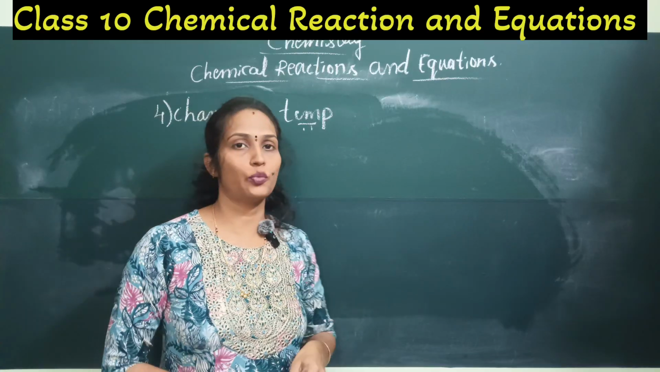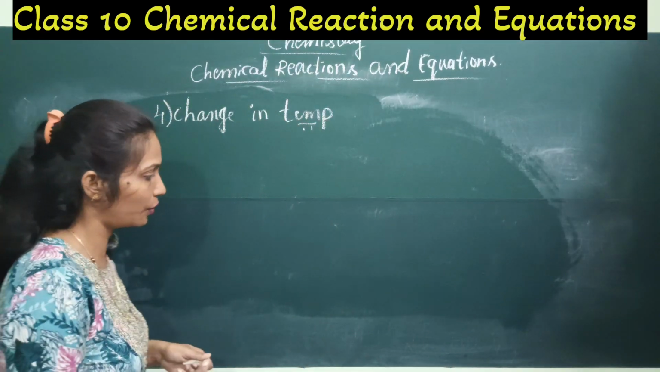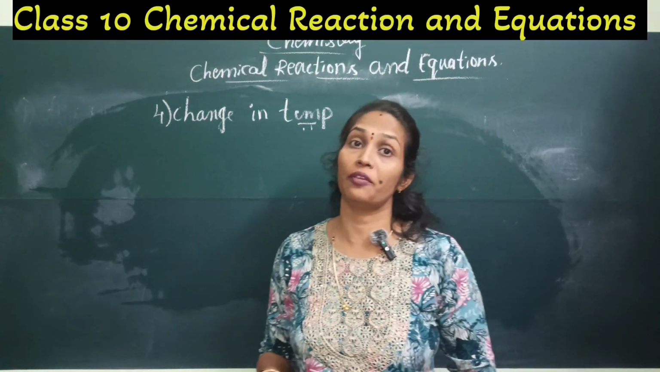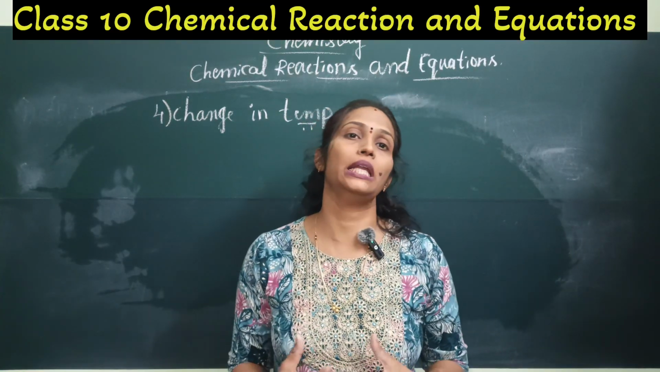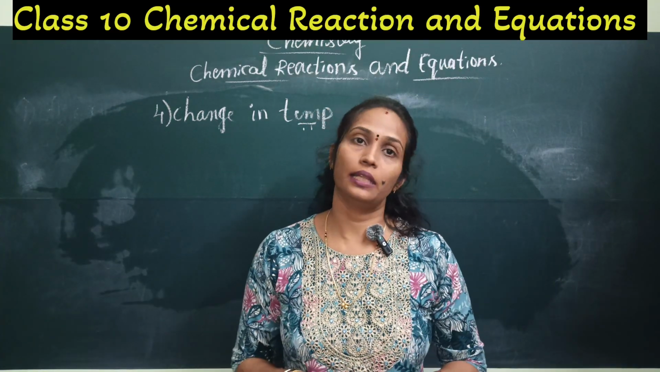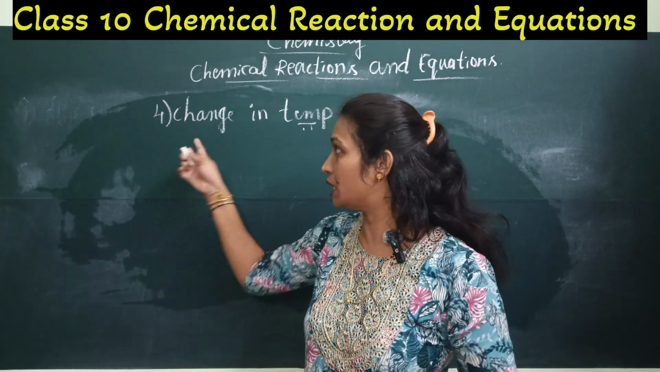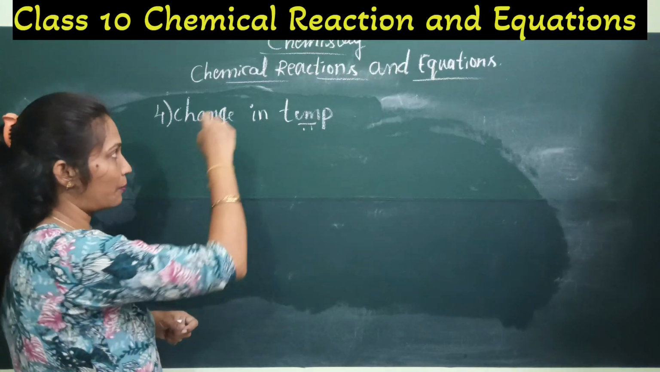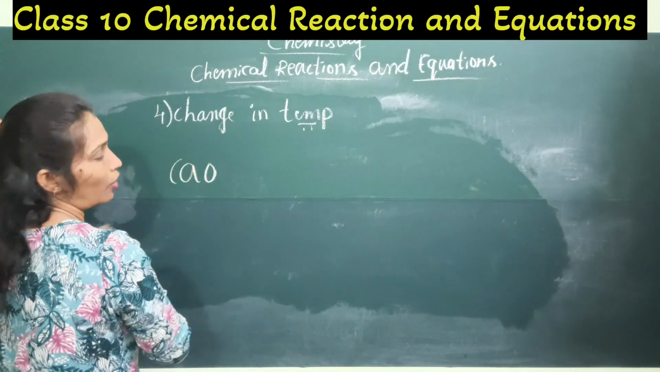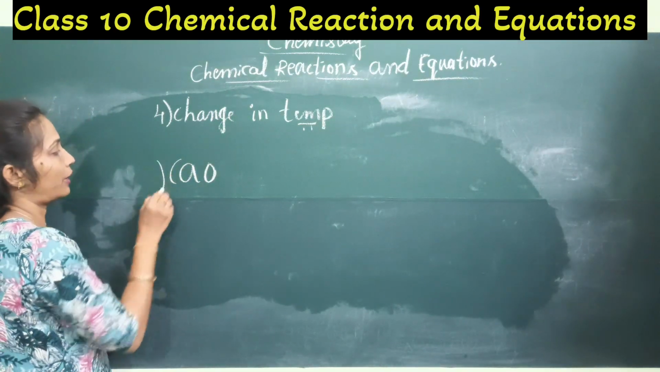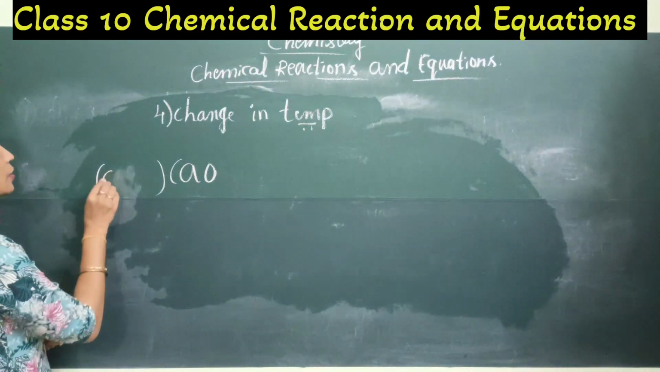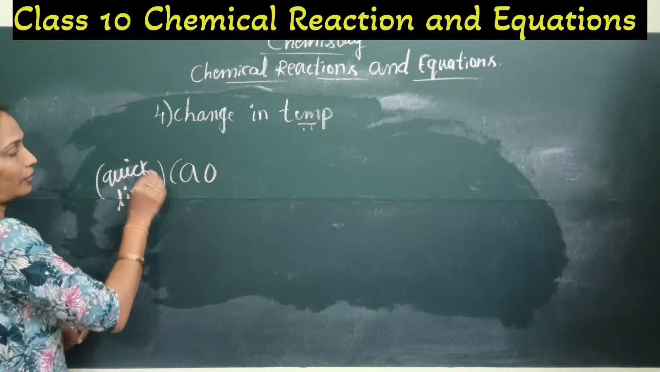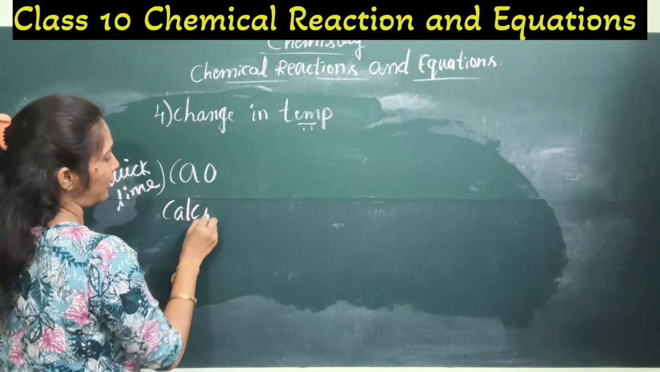Okay, and the last one is change in temperature. How are you going to say that a chemical reaction happened? If any chemical reaction is exothermic, definitely there is a liberation of heat. How do I give an example for this? I'll take calcium oxide. This is very important. Calcium oxide is our quicklime, guys.